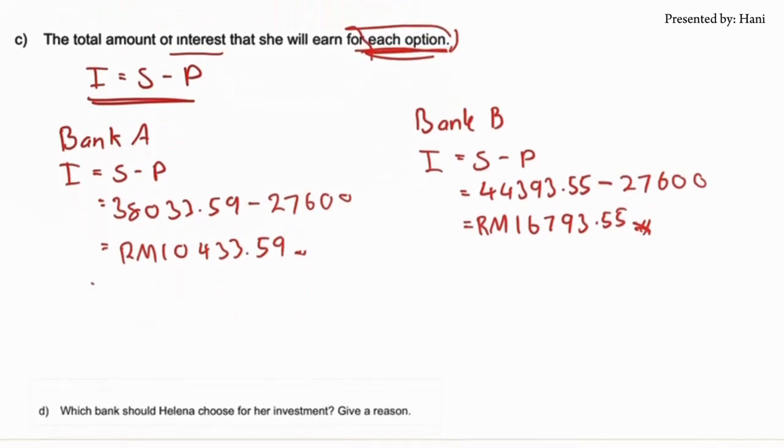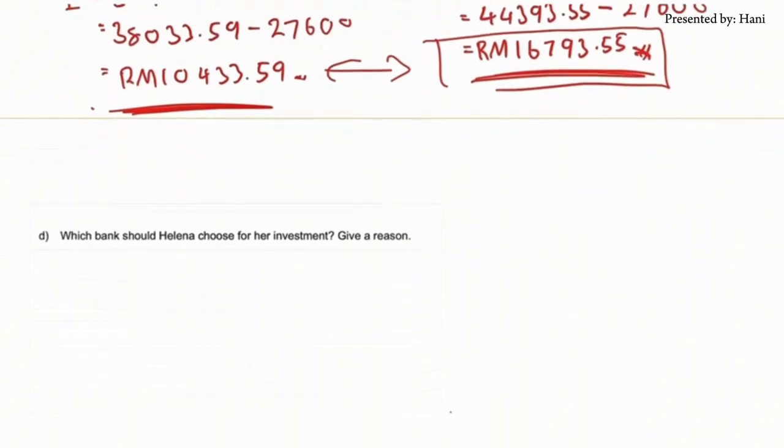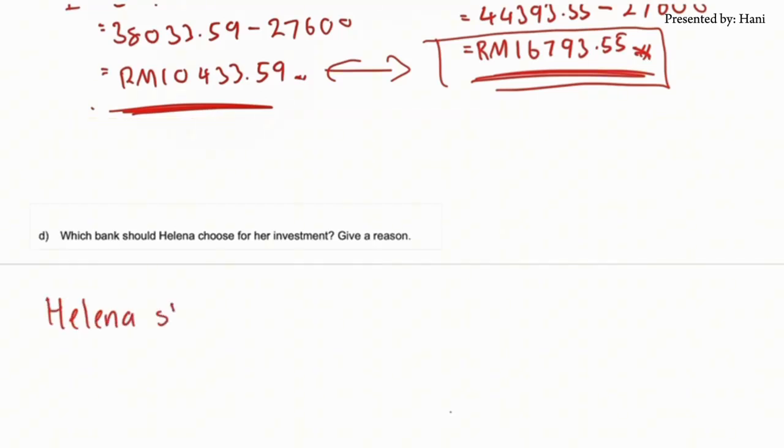Compare the two values that we found. Compare this one and this one. Bank A, the interest is 10,433.59 cents, while bank B is 16,793.55 cents. So which one should Helena choose? Compare the two values. B obviously offers a higher interest rate. So for question D, obviously Helena should choose bank B.